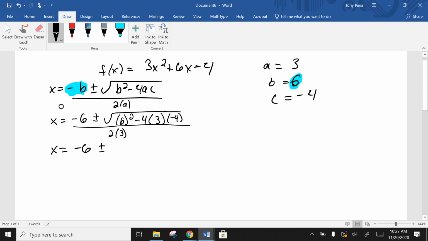Negative 6, then plus or minus, so the 6 squared is 36. Again, you should not get a negative 12 out of this. If you get a negative 12 underneath your radical, then that can't be right. We're not getting any negatives right now. So what we should have first is a negative 4 times 3, which should have been a negative 12. And then that negative 12 gets multiplied by that negative 4, so a negative 12 times a negative 4 should be a positive 48. And then all of that gets divided by 6.